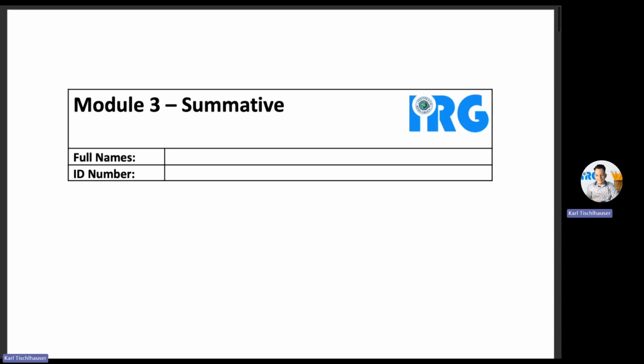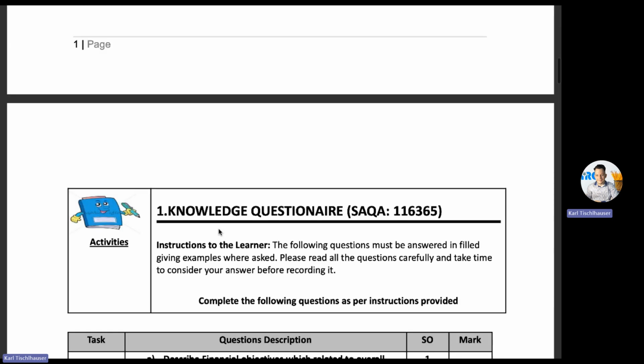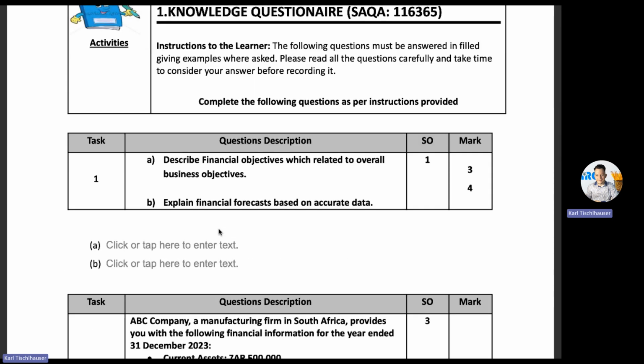Okay, so once again, you are required to complete your full names and ID number, and that should become standard by now. Question 1A says describe financial objectives which relate to an overall business objective. This question is very similar to the formative one. It slightly varies, but it's very similar. They want you to talk about a specific objective that relates to a specific business objective. We're looking for examples in that explanation.